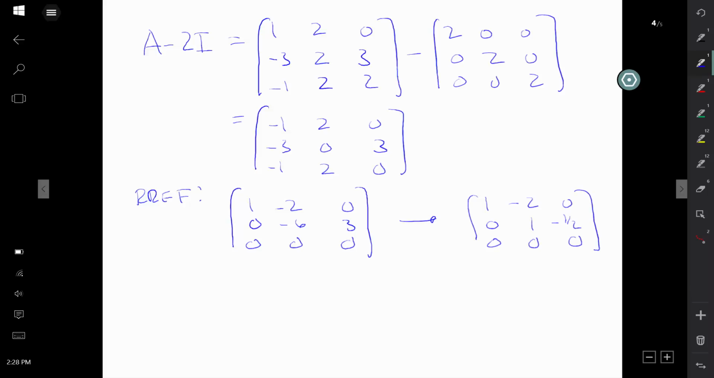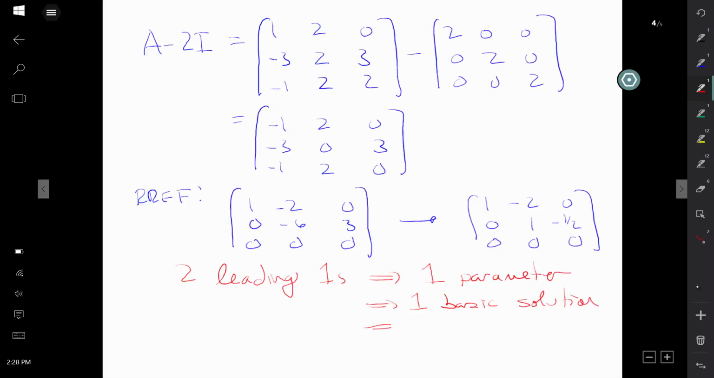Okay, and so I don't really actually need to write down the solution. I could if I wanted to, but at this point I just do a little bit of analysis and I say, look, there are two leading ones. That means one parameter. And that means one basic solution, which means one independent eigenvector.